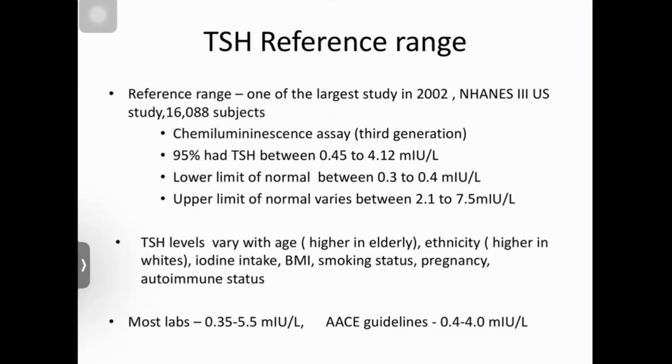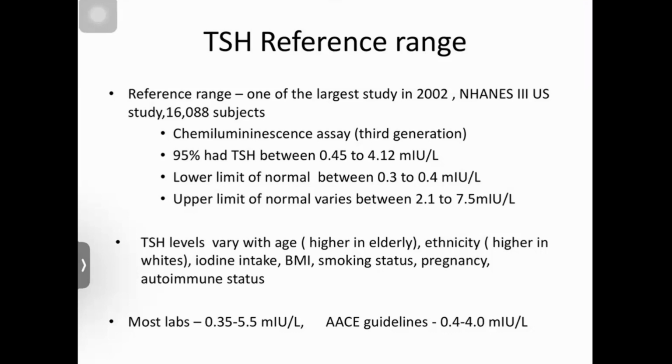But the lower limit of normal that they could obtain within the population was even up to 0.3, which they thought was normal. And the upper limit was even from 2.1 to 7.5. Why this variation? Because the TSH levels can vary with age. It can be high in the elderly. It can be higher in whites, so ethnicity matters, iodine intake, BMI, smoking status, pregnancy, autoimmune status. All this within the general population can have an impact on your TSH, which can actually be normal for that population or for that category of population.